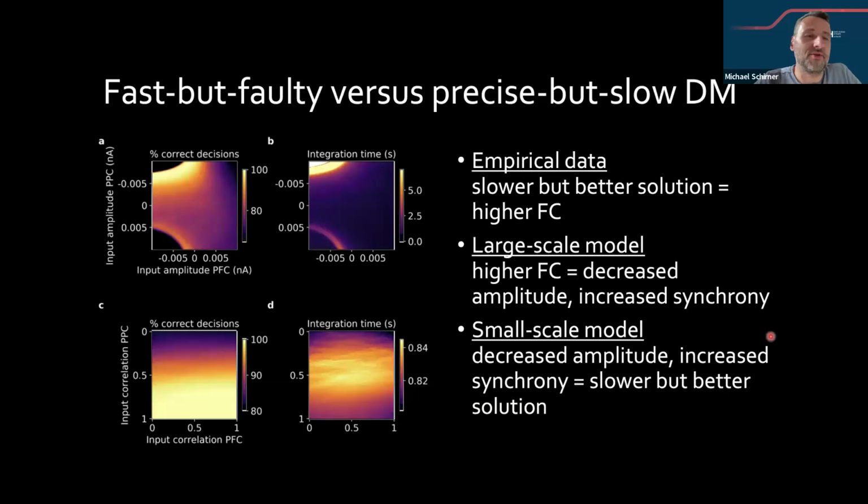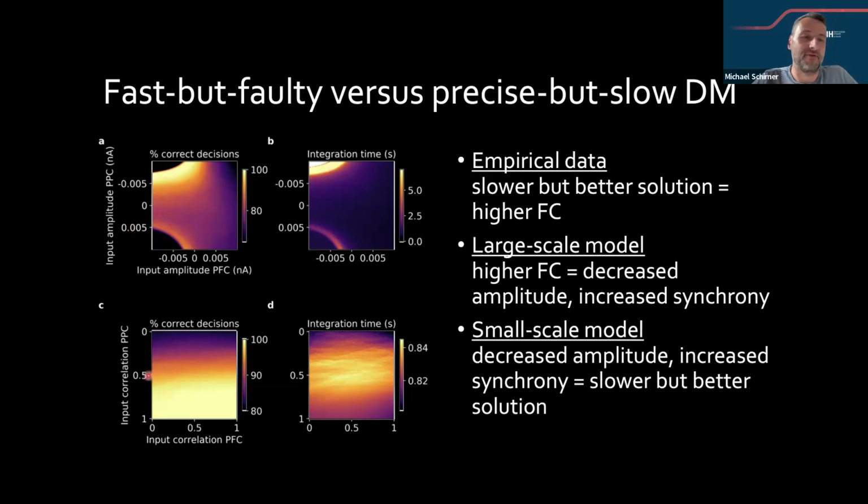So we can now tune both of these features that we have identified as potential mechanisms that allow us to understand the behavioral differences. On the top row, we have amplitude. In the bottom row, we have the correlation between populations as the defining feature. We tune the amplitude from low to high in PFC and here in PPC. We see that when the amplitude decreases, the number of correct decisions increases, and also the integration time. So this perfectly reproduces what we know from empirical data.